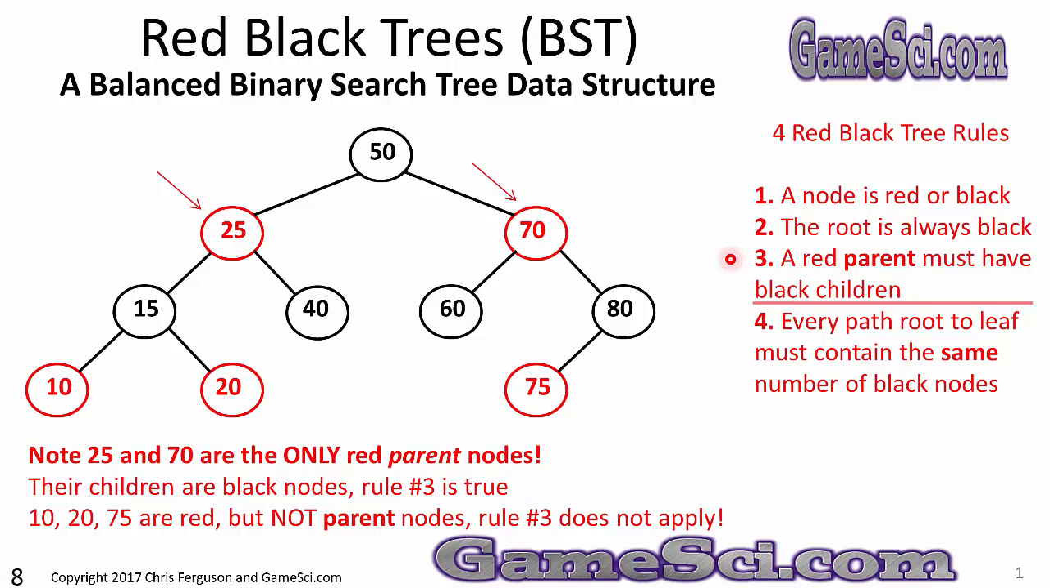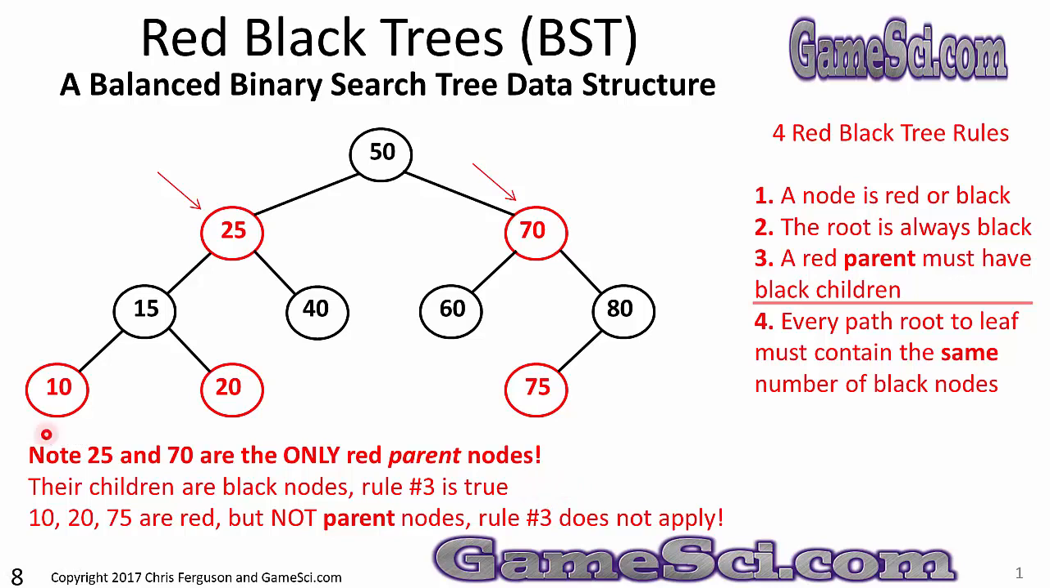Rule number 3, a red parent must have black children. Emphasis on parent in this rule. Note, 25 and 70 are the only red parents. 25 has 2 children, 15 and 40. 70 is a red parent. 60 and 80 are its children. Their children are black nodes. Rule number 3 is true in this case.